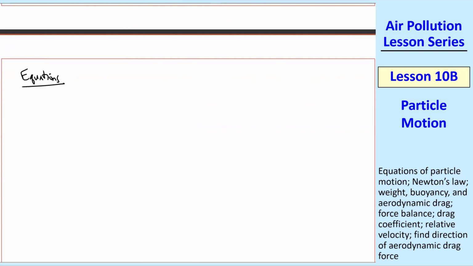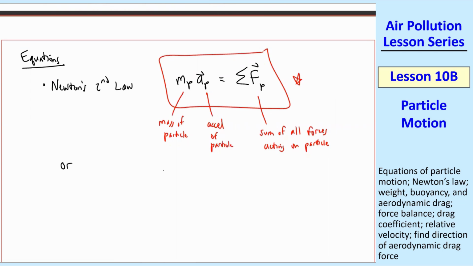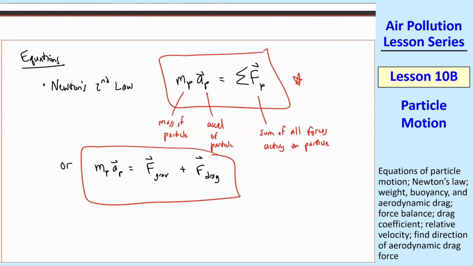Now let's look at the equations for a particle. We start with Newton's second law. mp, mass of particle, times ap, the acceleration of the particle, equals sigma Fp, which is the sum of all the forces acting on the particle. So that's just F equals ma. Typically in fluid mechanics, we do it backwards, ma equals F. I'll just label these things. Mass of particle, acceleration of particle, which is a vector, and then sum of all forces acting on the particle, which is also a vector. So this is a vector equation. Or if we split up the forces into gravity and drag forces, we get mp ap equals F gravity plus F drag. And this I'll call equation 1.